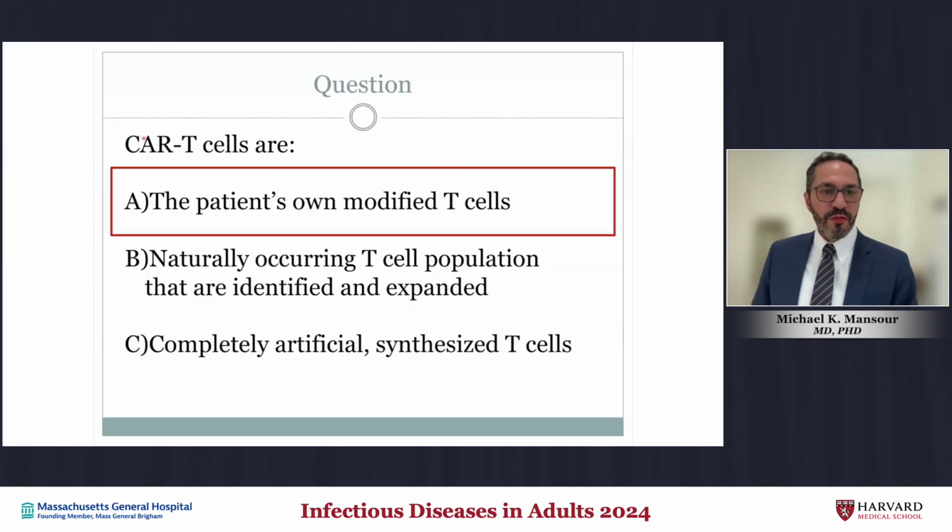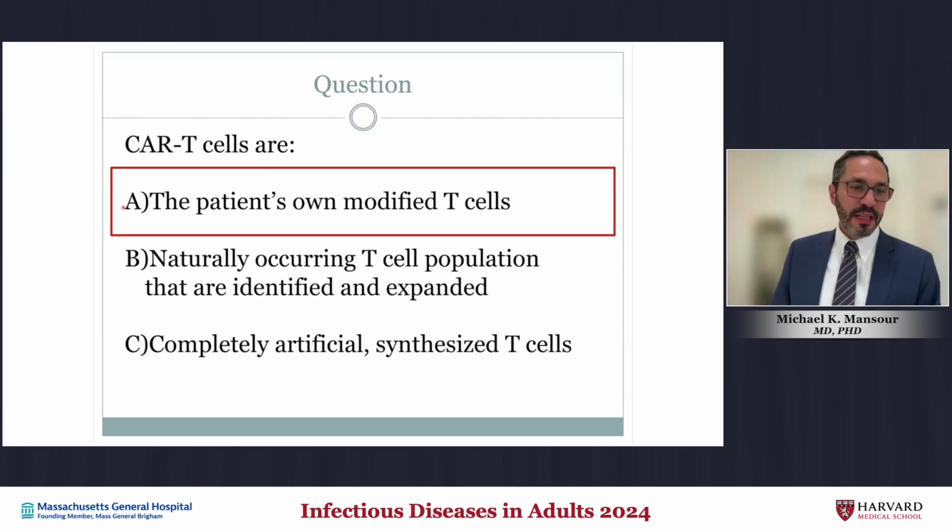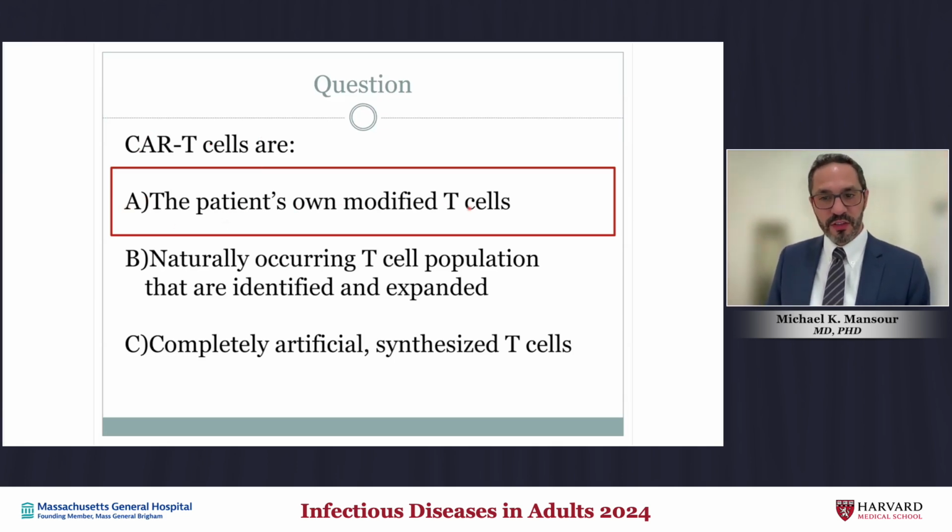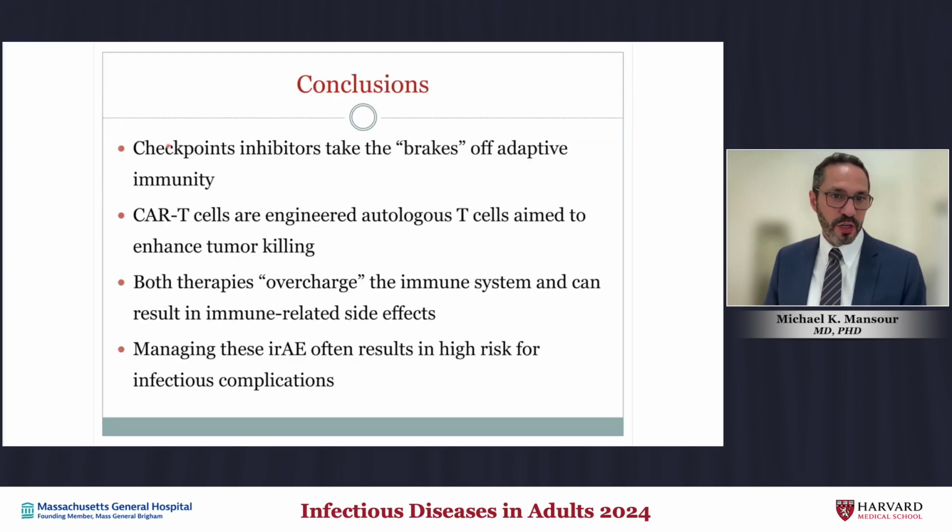And so the question of what CAR T cells are, the answer is A, these are the patient's own modified T cells. These are T cells from the patient themselves sent to a company, which then modifies the T cells to express this chimeric antigen receptor targeting the tumor that the patient has, be it a lymphoma or a multiple myeloma or other tumors to come in the future.